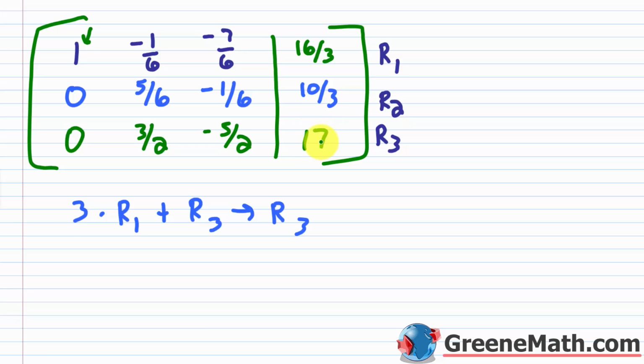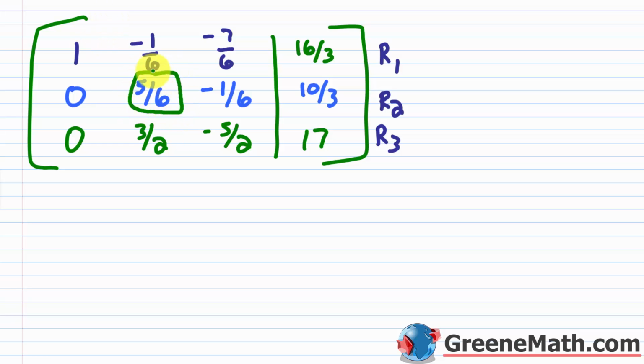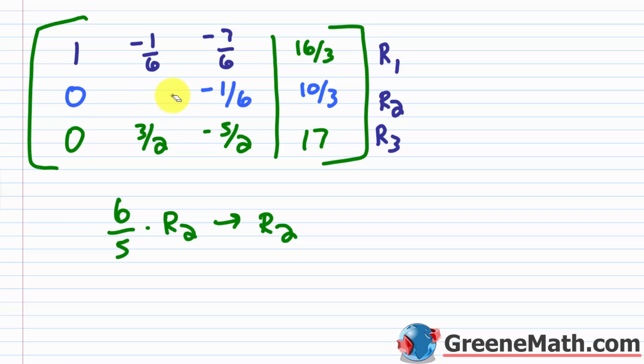All right, so now we have the first column done. And we're going to move into the second column here. Again, I always want to start by getting a 1. I get the 1, and then I can get the 0 above and below pretty easily. So to get the 1, I just multiply row 2 by the reciprocal of this 5/6, which is 6/5. So 6/5 times row 2. That's what I'm going to replace row 2 with. We know that this guy to the left isn't going to be affected because 0 times anything is just 0. But this guy is going to be a 1, so I don't really need to worry about that.